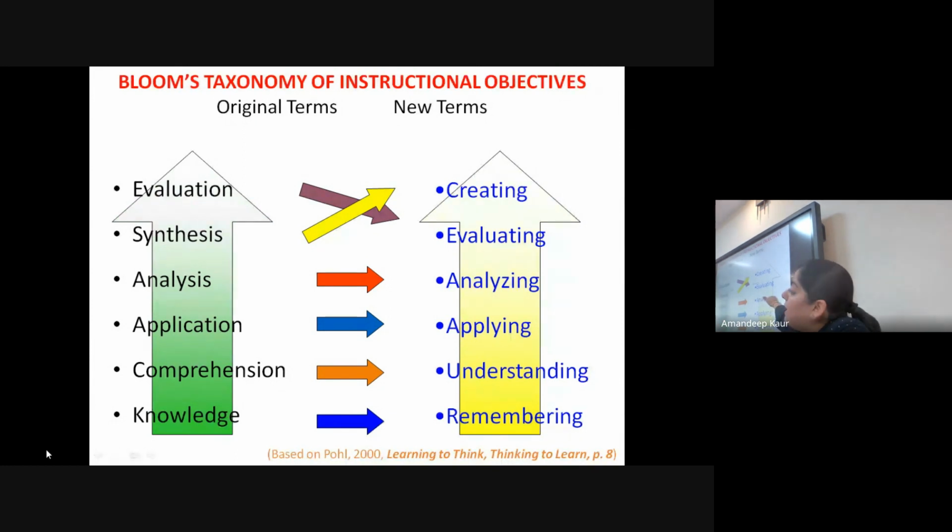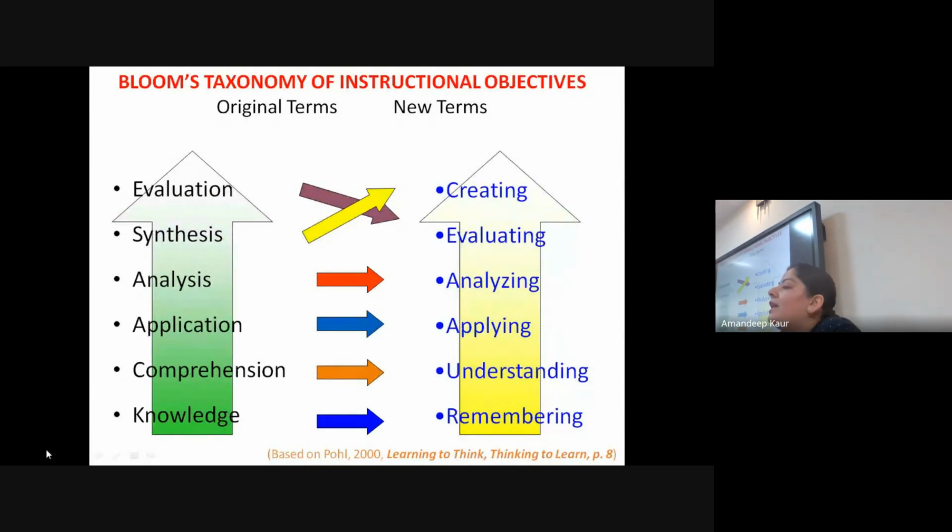Minimum level kya hai? Analysis, applying tak every student must be able to develop in your classroom environment. The students whose aptitude and attitude ability is up to the level of excellence, for those students the teacher must be able to cover the category up to creation.